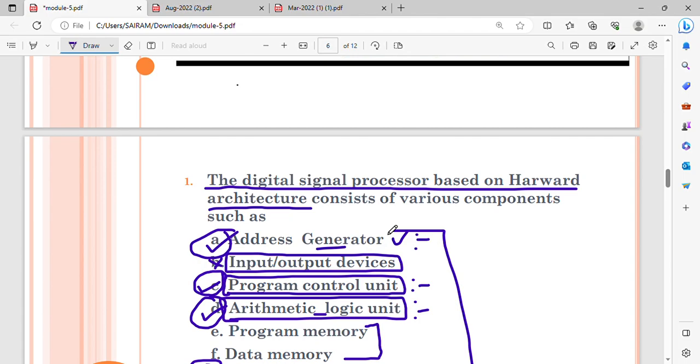Okay, so this is what you are supposed to write, and then you are supposed to write that it is consisting of various components such as, and write with respect to all these components.